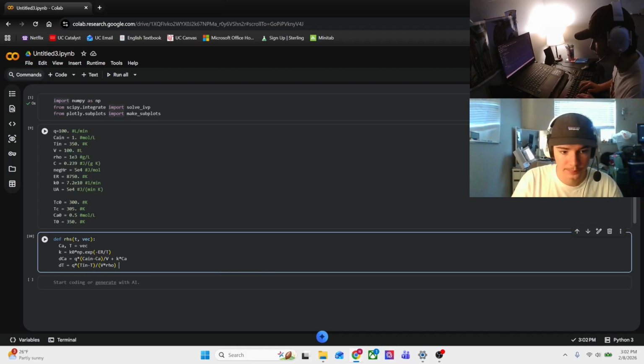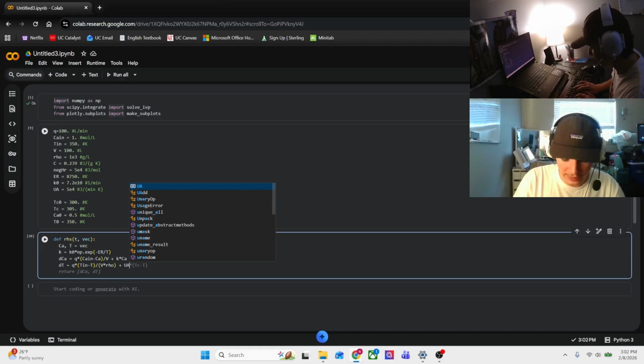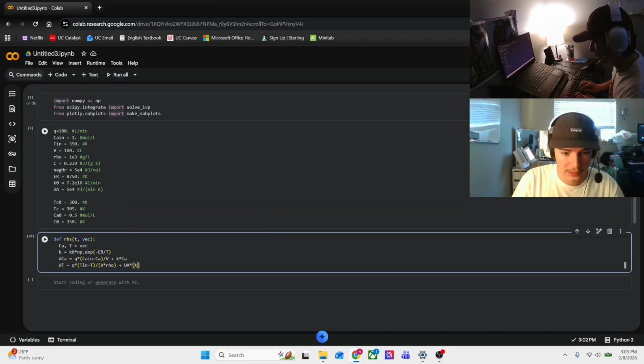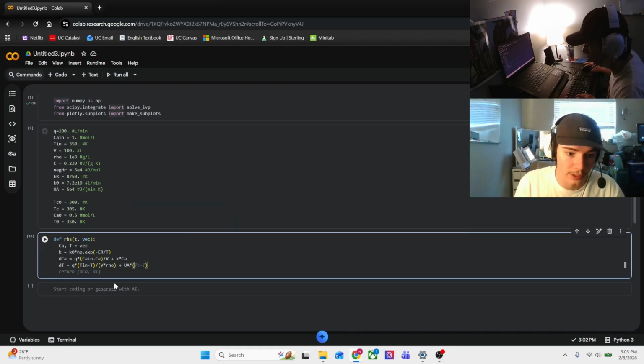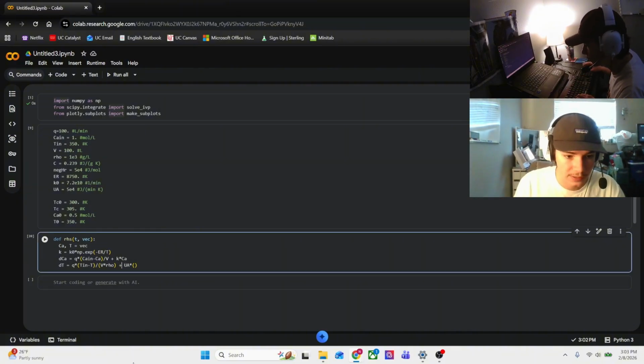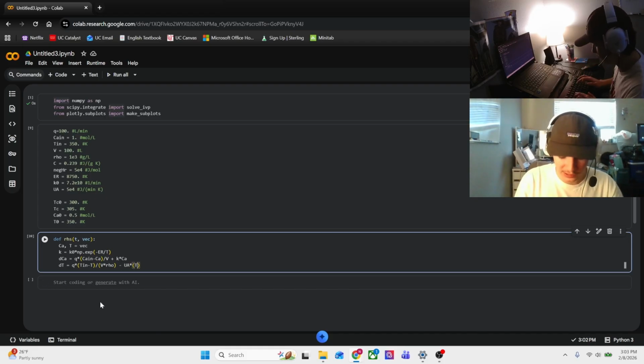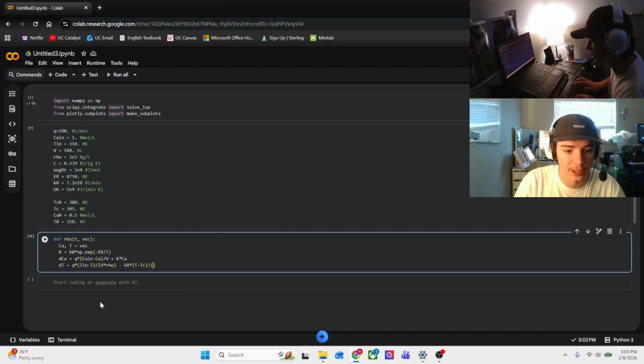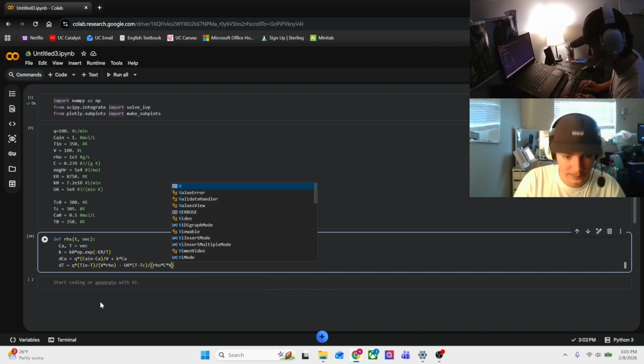Moving on from there, we are going to go ahead and add our heat transfer. So that's going to be our UA, I should say, times our T minus our TC, all divided by those constants that used to be on our right-hand side, our rho times our C times our V.